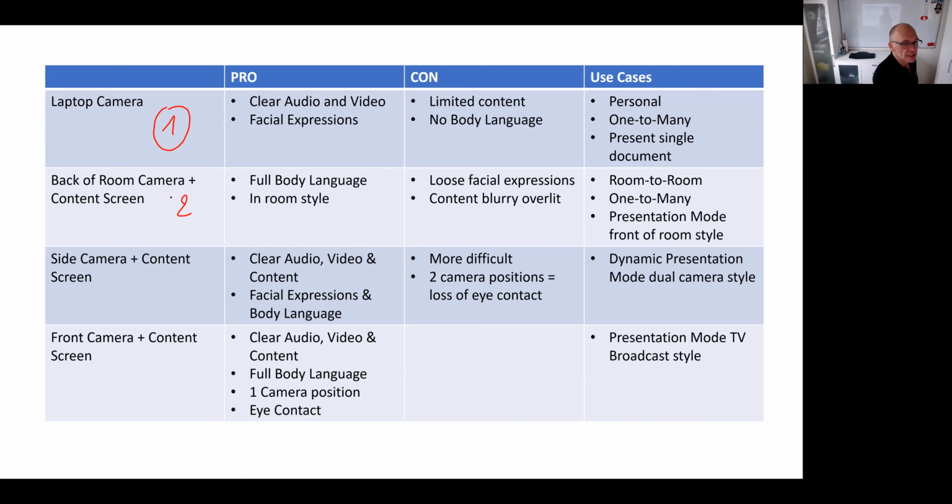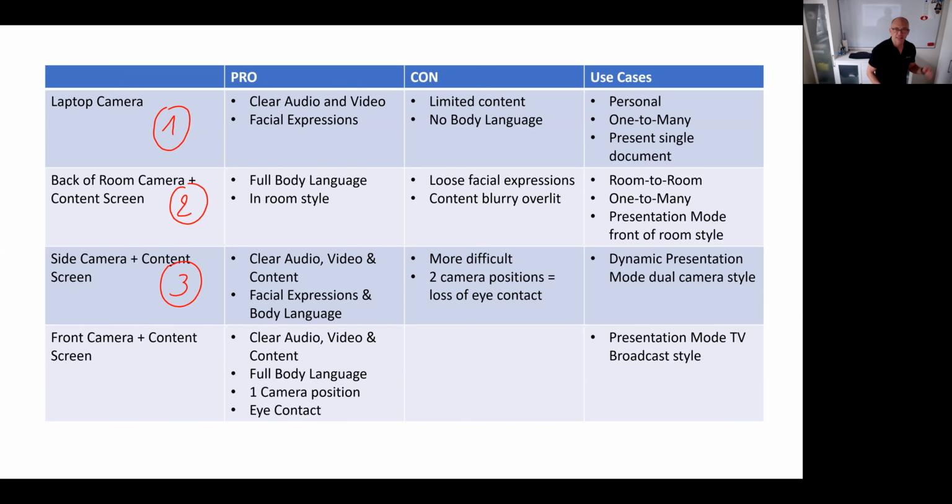The second one is the back of room camera with the content screen. The benefit, obviously, is that it's a very recognizable setup, and I can use the full capabilities of body language in my conversation. The downside, as mentioned, is that I lose the facial expressions, I lose the connectivity with my audience, and also you have to design your content really well because otherwise it will be overlit and it will become blurry. So great for room to room, a more traditional presentation style. It's basically the digital version of an analog presentation format.